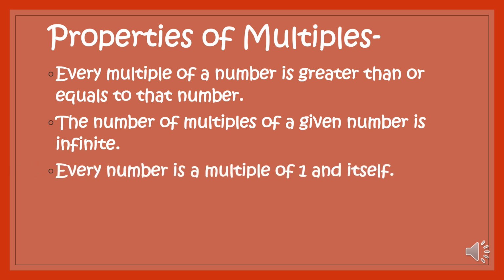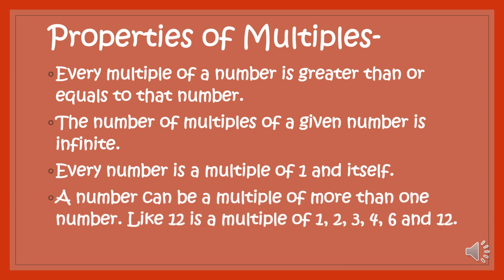Every number is a multiple of 1 and itself. So if you go by the table of 1, you will find that particular number as a multiple. Or you can find a particular number as a multiple in its own table. And a number can be a multiple of more than one number. Like 12, it is a multiple of 1. It is a multiple of 2 also. It is a multiple of 3 also. Similarly, it is a multiple of 4, 6 and 12.